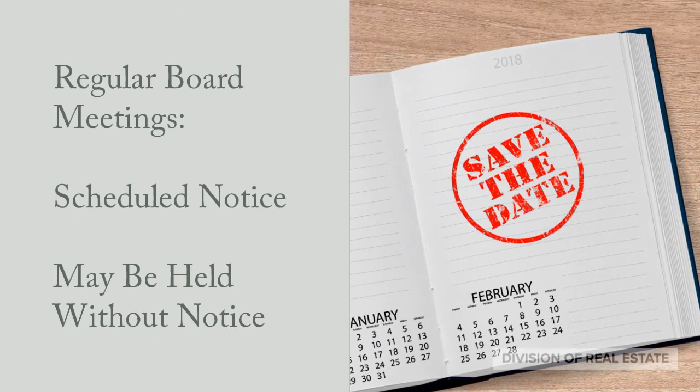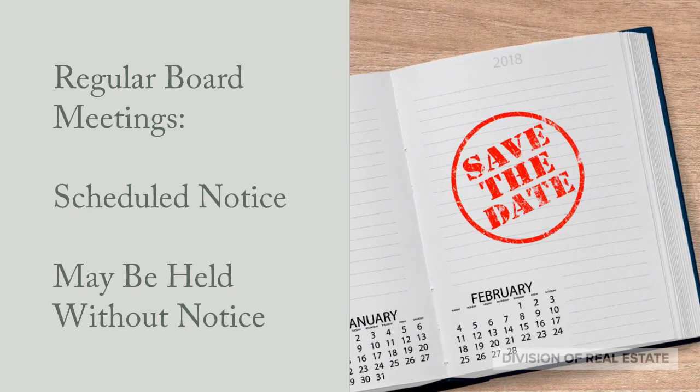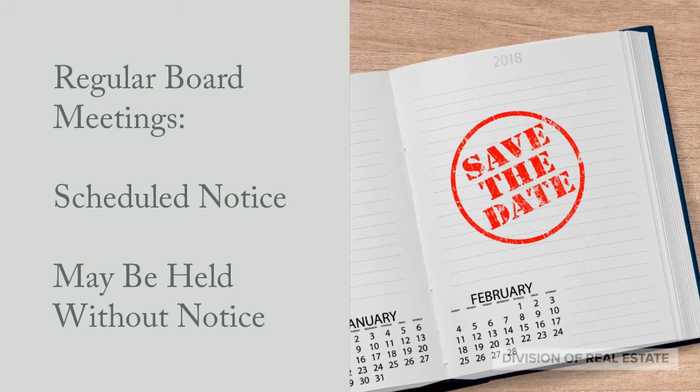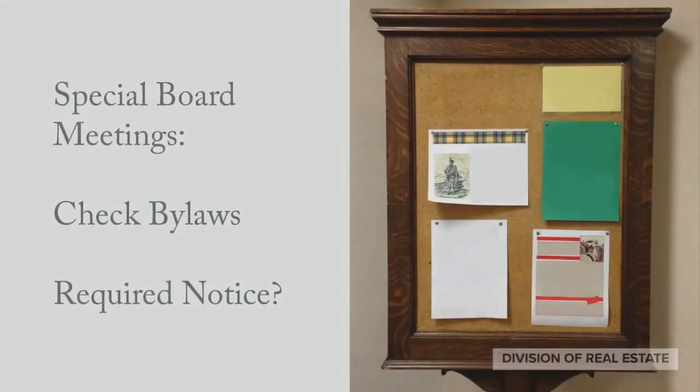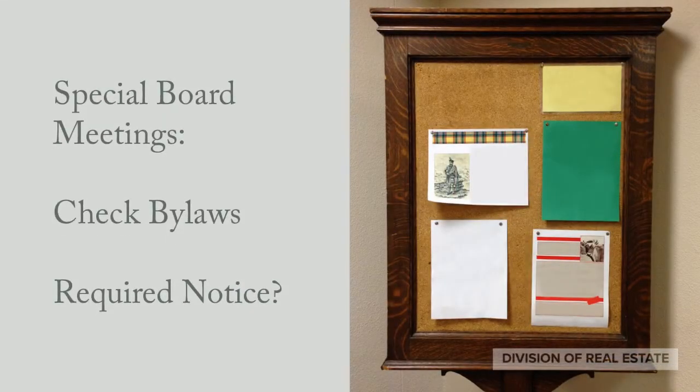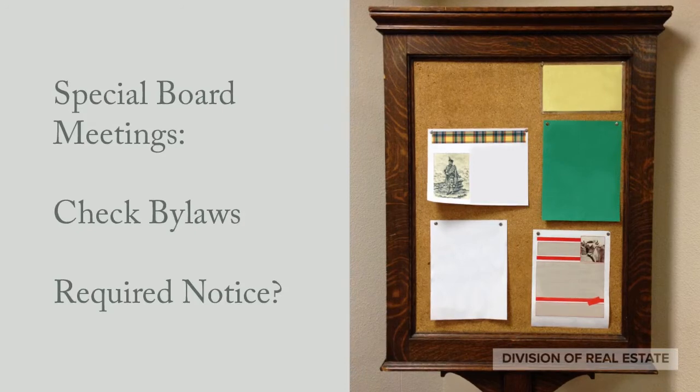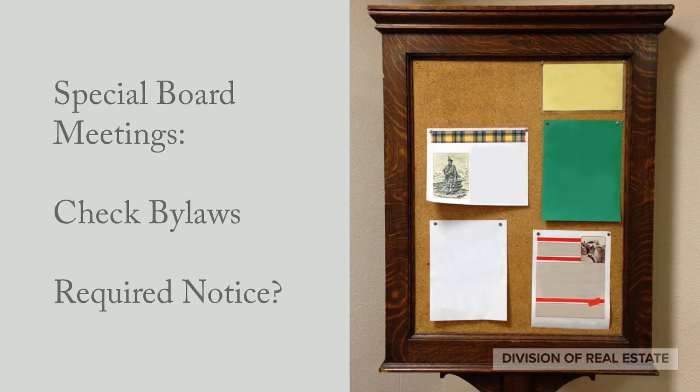Unless otherwise provided by law or in the association's bylaws, regular meetings of the Board of Directors may be held without notice of the date, time, place, or purpose of the meeting. If the board is going to hold a special board meeting, first provide any required notice as stated in the bylaws. The notice should state the date, time, and location of that meeting, and the purpose of the meeting should be stated, at least in general.